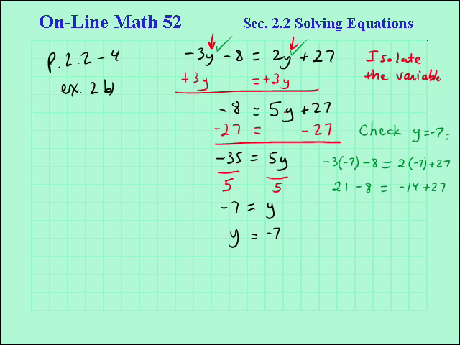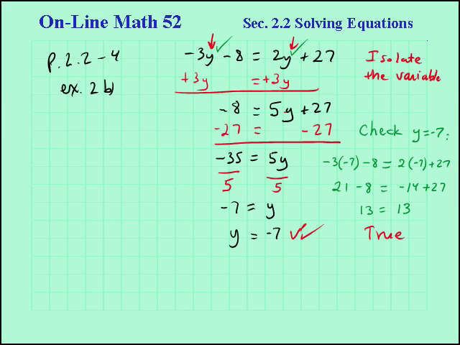21 minus 8 is 13. -14 plus 27, I could do that off to the side. Yeah, it's also 13. So they're both 13, and we can say, that's true, and that means this is the solution right here. y equals -7.